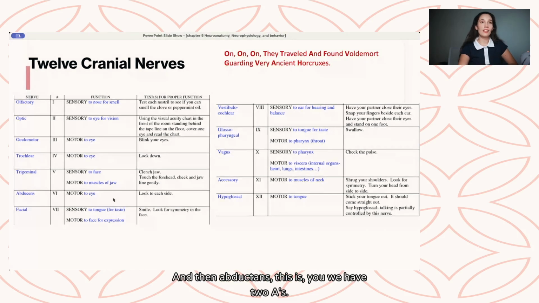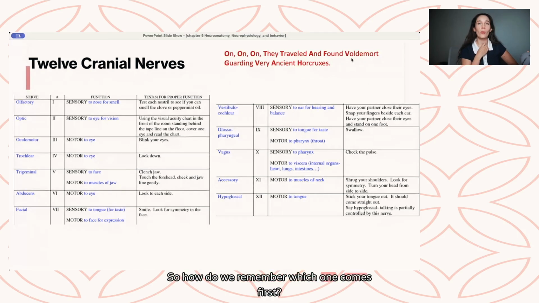Abducens: we have 2 A's, so you just have to remember which one comes first. Again, abducens is movement of the eyes, so we're still on movement of the eyes, and that one's staying first. That is going to be our 6, being able to look side to side. And then F is facial. There's only one F. So now we're on to V, and we do have 2 V's.